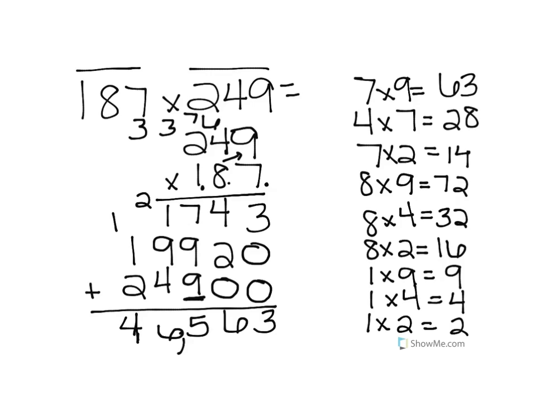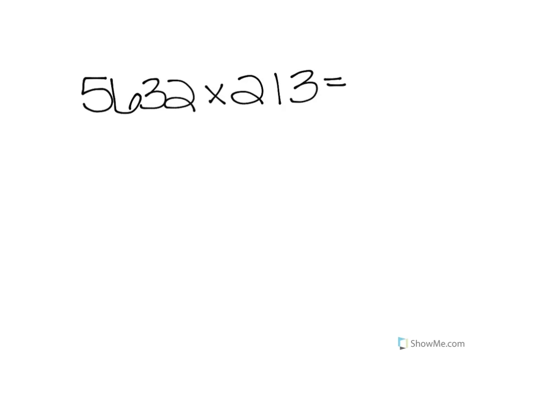Let's try one more. What happens when I have a 4-digit number? If you guessed the same exact thing as before, you would be exactly right. 5,632 times 213. I'm going to try to write a little bit smaller so I can hopefully fit it all on one page, but if I can't, that's okay. I'll just copy what I need to and keep going.